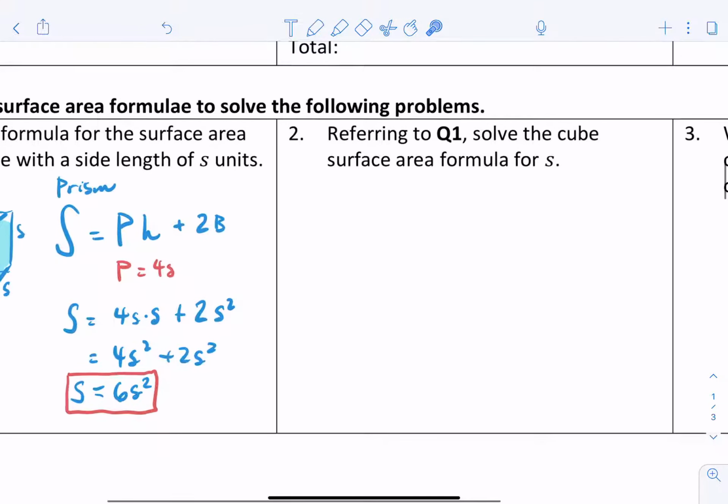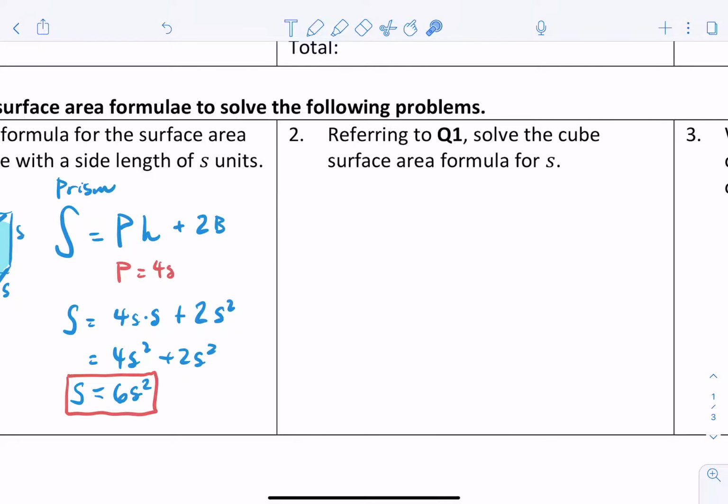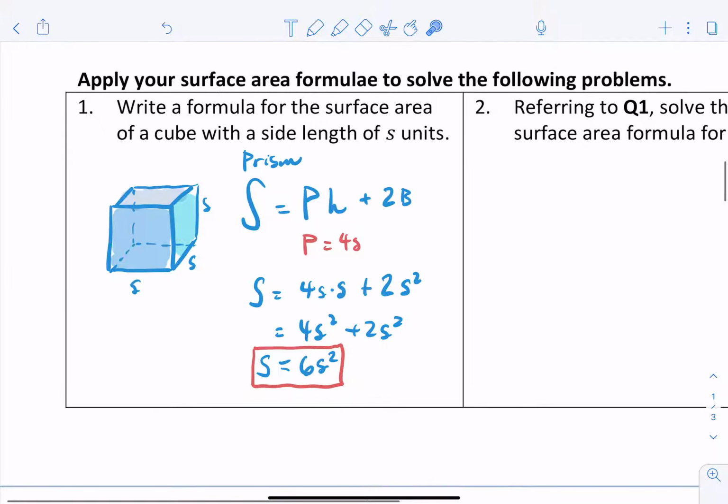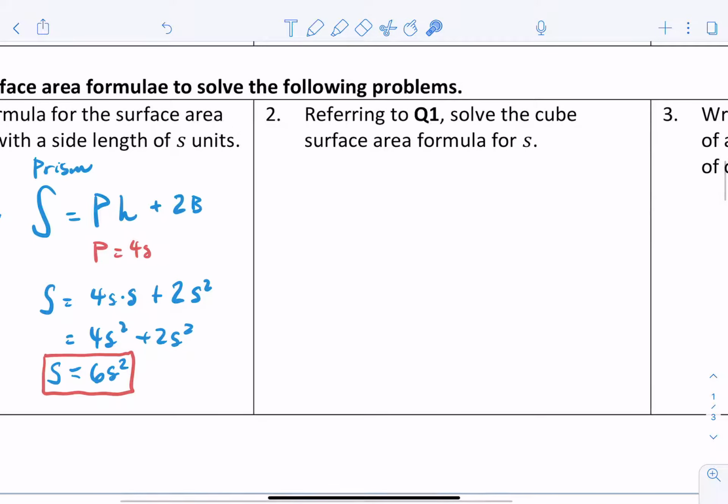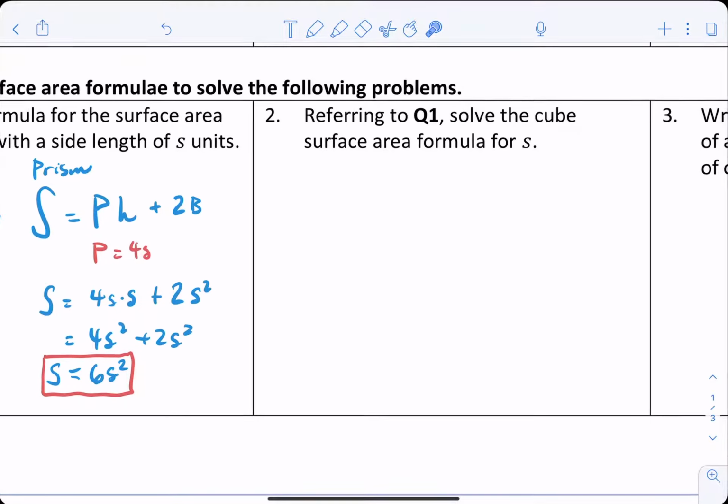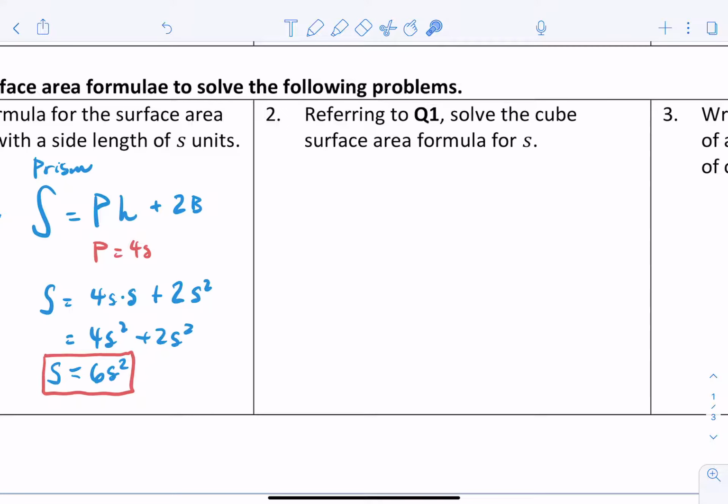Anyway, let's take a look at number 2. Referring to question 1, solve the cube surface area formula for s. So it's this one that we just developed. We're going to solve it for s. That means get s by itself. Isolate it.